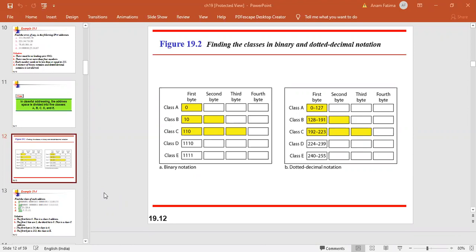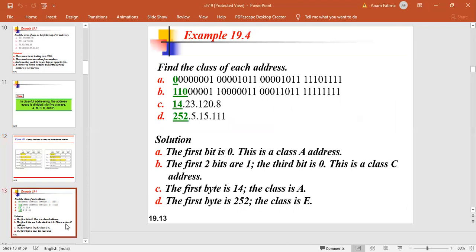Then, as I said, there is a flaw in your classful addressing. Why? Because if you see class A, it is just too large. If you're getting 2 to the power 24 hosts, then it is too large for any organization, right?